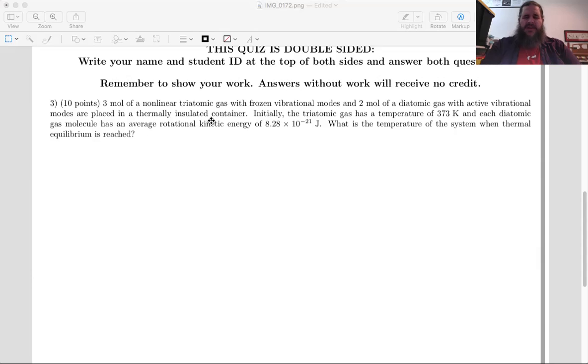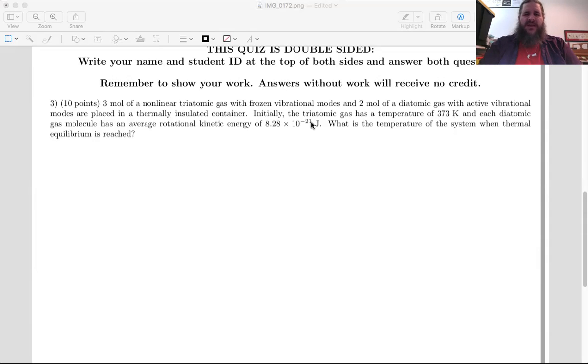Put them in a thermally insulated container, so presumably this is a closed system. And they start off with apparently different temperatures. We know the starting temperature of the triatomic gas. It doesn't tell us the temperature of the diatomic gas, but it does at least tell us the rotational kinetic energy per molecule. And we want to know what's the temperature of the system at thermal equilibrium. So presumably they start at different temperatures. They're going to meet somewhere in the middle. We want to figure out what that equilibrium temperature is.